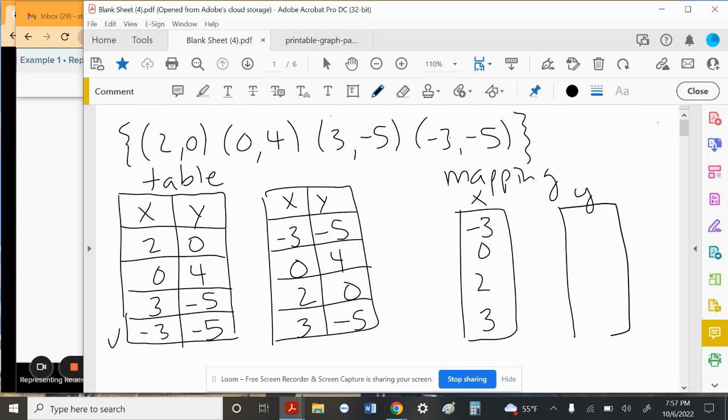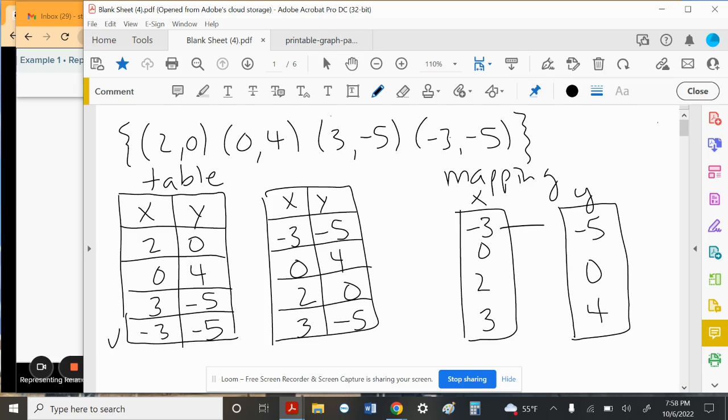We're also going to put all the Y values in order, and we're not going to write any repeated numbers. So we're only going to write any number that's repeated just one time. So we have -5, but notice we have -5 and -5, so it just stays -5. And then we have 0, and then we have 4. So I'm putting those in order. And then what I'm going to do is I'm going to map my numbers across.